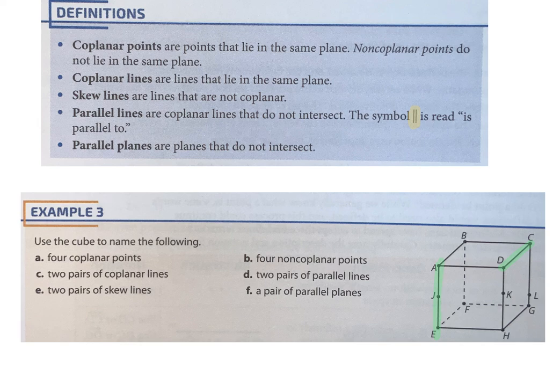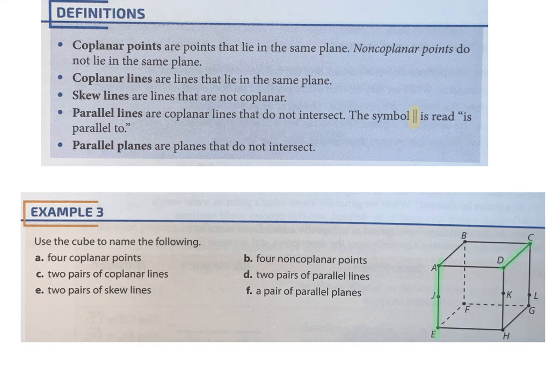All right, skew lines are non-coplanar lines. They will never intersect just like parallel lines, but parallel lines specifically are on the same plane and they don't intersect. So skew lines are non-coplanar lines. That's why you don't see a non-coplanar line up there, because skew line is that definition, non-coplanar lines.